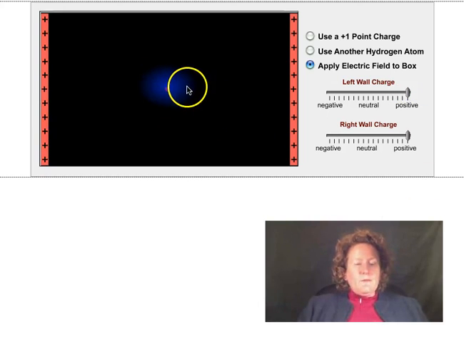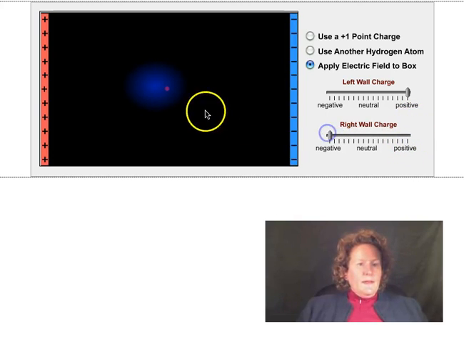That goes back, it's attracted to both sides now, so the orbital sort of returns to its original shape. Let's make the other wall negative. And again, the negative electrons are attracted to the positive charges over here and repelled by the negative charges over here. So that's number 2.